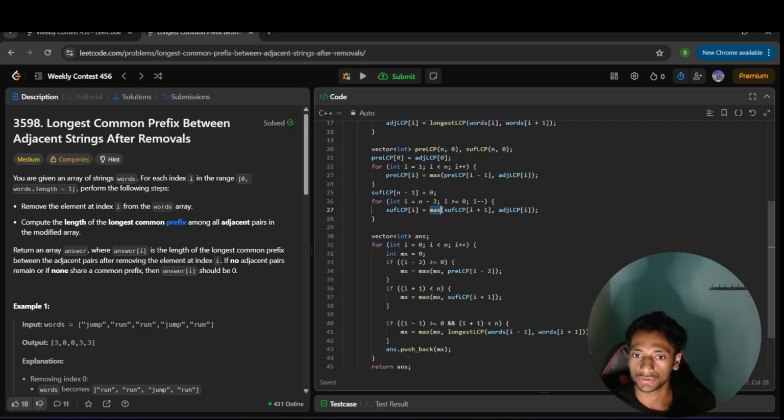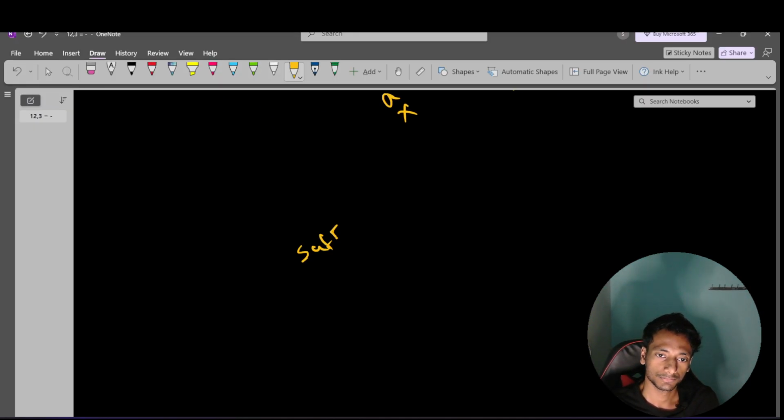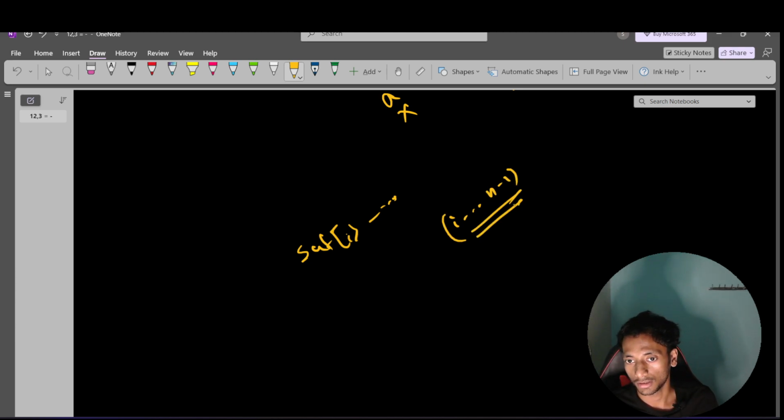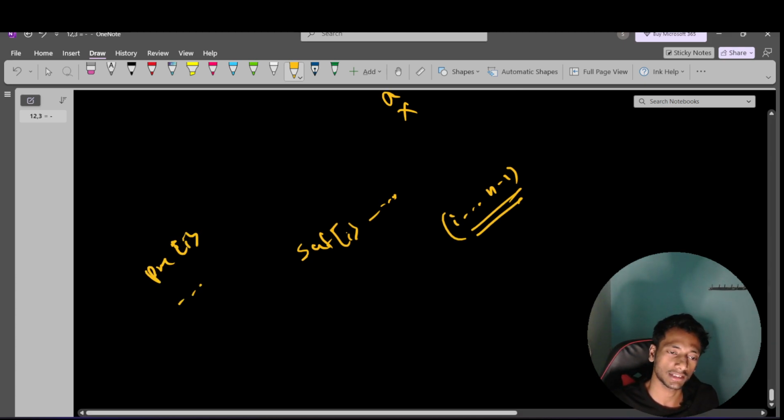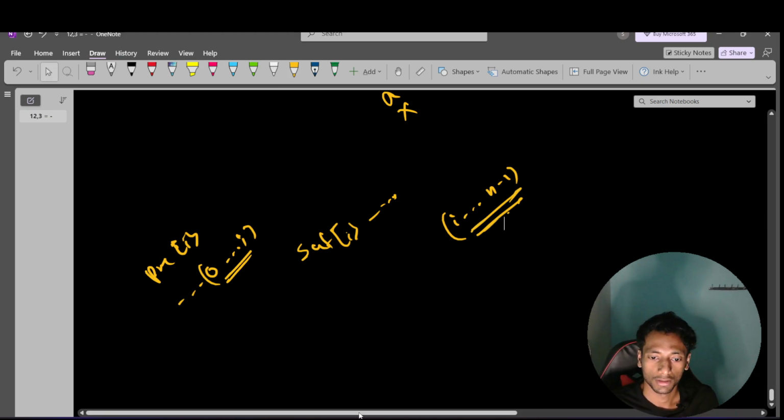Out of that I take the maximum value and store it at index I. So with suffix at index I, I can easily say, from index I to n minus 1, what is the maximum length of the common prefix substring. Correct? And from prefix of I, I can easily say, from 0 to I, what is the maximum length of the common prefix substring, and this one is from I to n minus 1. Got it? What are the prefix and suffix here?